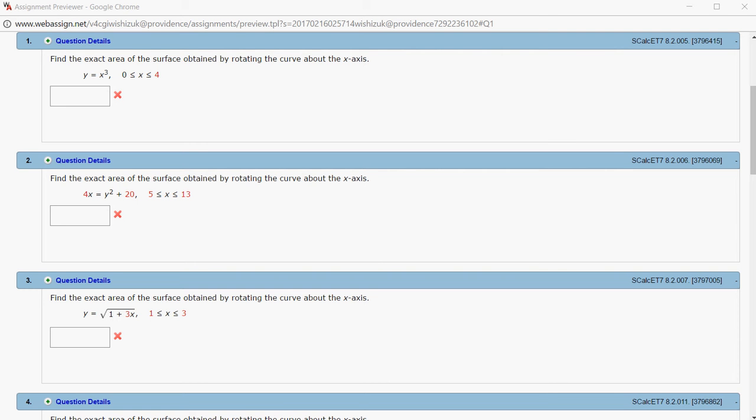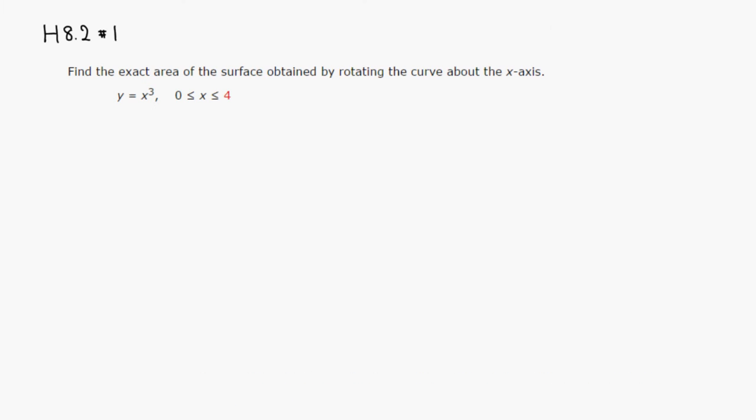Alright, let's look at homework 8.2, problem number 1. We want to find the area of the surface of revolution here. The surface area S is going to be, it looks like we always have 2 pi in front, and you have an integral from 0 to 4.